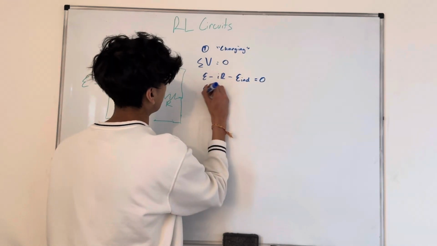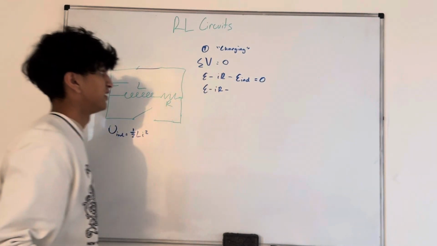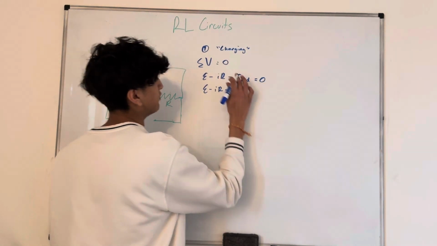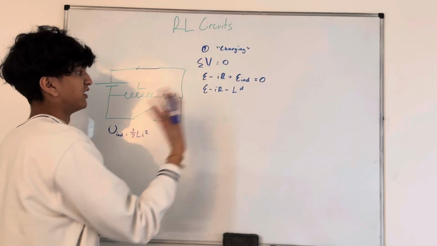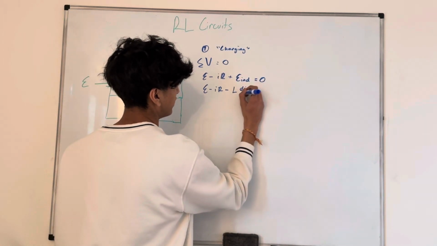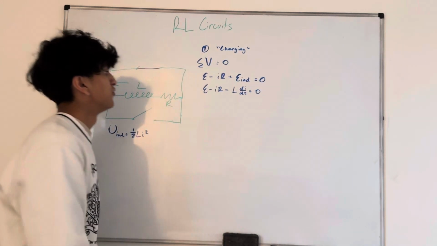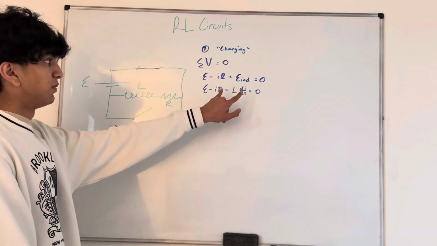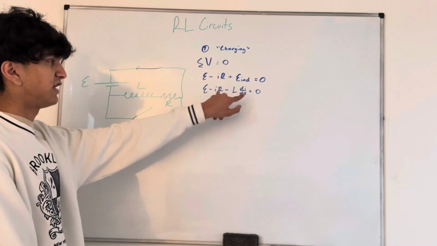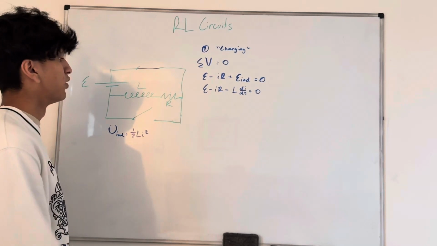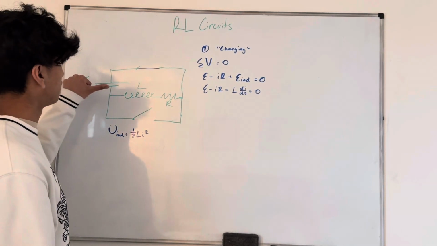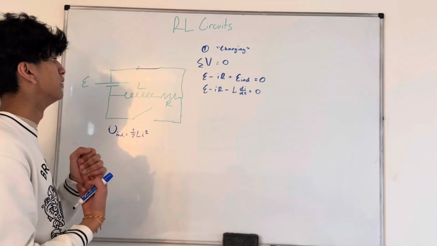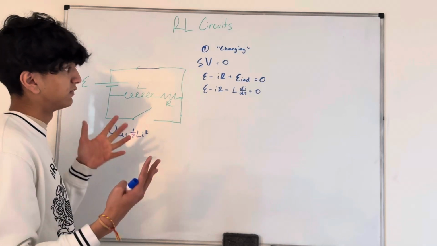So EMF minus IR, and we know that the EMF induced is equal to negative L di dt, equal to 0. So if my current is increasing, this term will be negative, which makes sense, because the induced EMF is negative. So as you go through, you would have a drop in potential. Now let's just solve this differential equation.